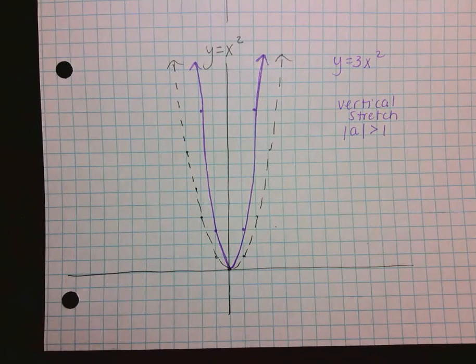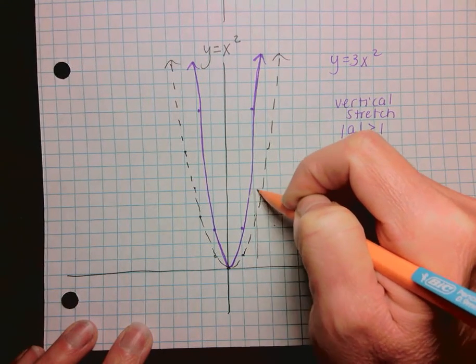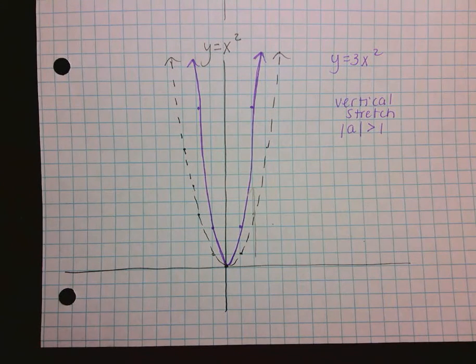So now look at this example. I graphed the parent function, again, that's the black dotted line, and then I graphed y equals 3x squared. What did I do? I changed a from 1 to 3. And what happened when I did that? Now the graph is getting further away from the x-axis. So we call that a vertical stretch. When the graph is getting further away from the x-axis, we call that a vertical stretch.